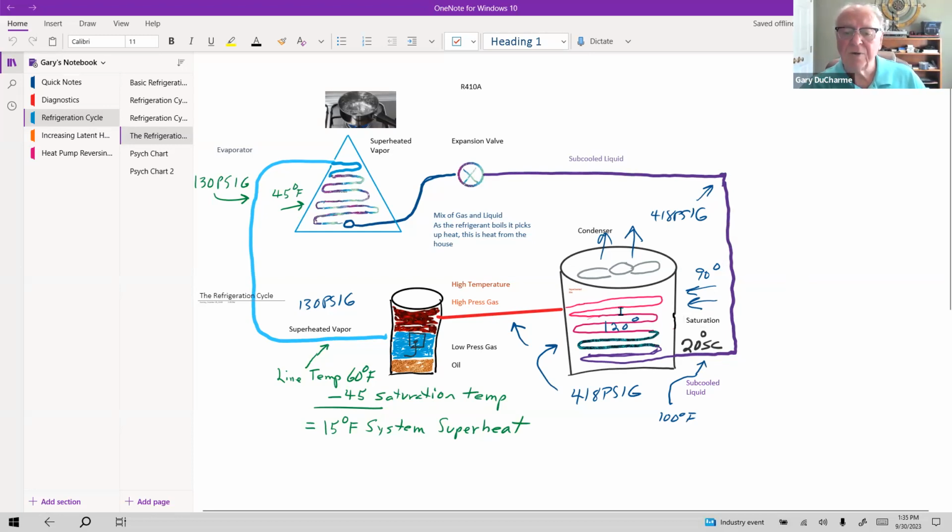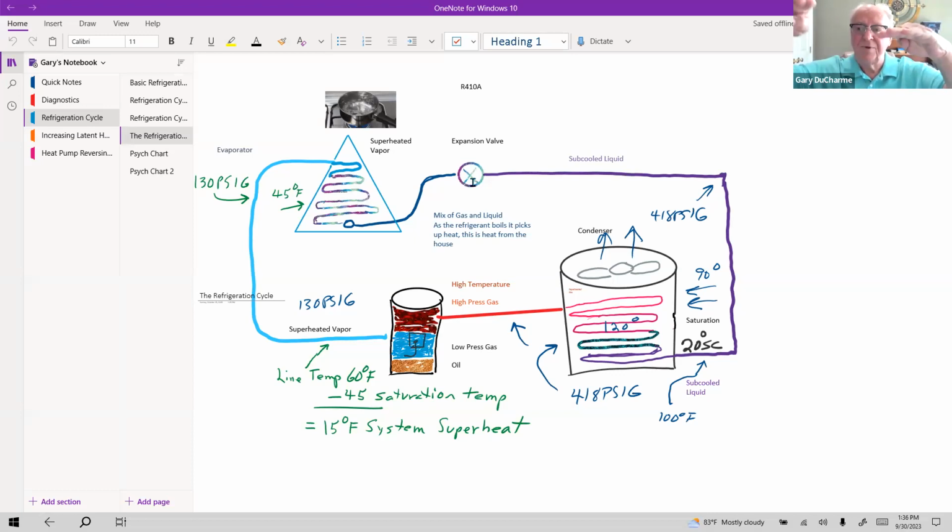That's why the manufacturer says the line set length can be only so long. And if it's longer, you have to add more refrigerant, because they want to keep this condenser full and keep that subcooled liquid number up. So this subcooled liquid comes around and hits the expansion device. Once it does that, what does it do? It drops in pressure. The pressure and temperature relationship always go together. Low pressure, low temperature. High pressure, high temperature.